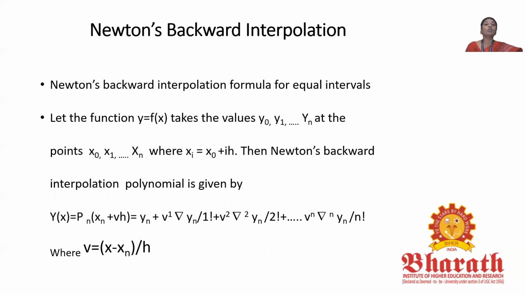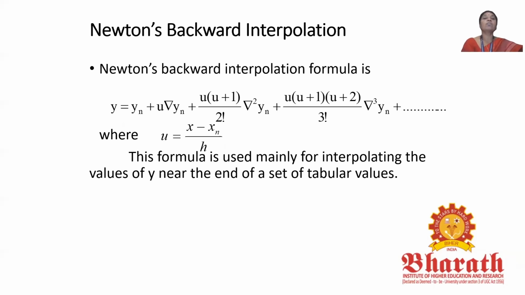Here we are going to introduce a variable small v. That small v is given by x minus xn by h. So your y of x is equal to Pn of xn plus vh is equal to yn plus v into inverted delta yn by 1 factorial plus v square into inverted delta square yn by 2 factorial, etc., vn inverted delta power n yn by n factorial, where your v is x minus xn by h.